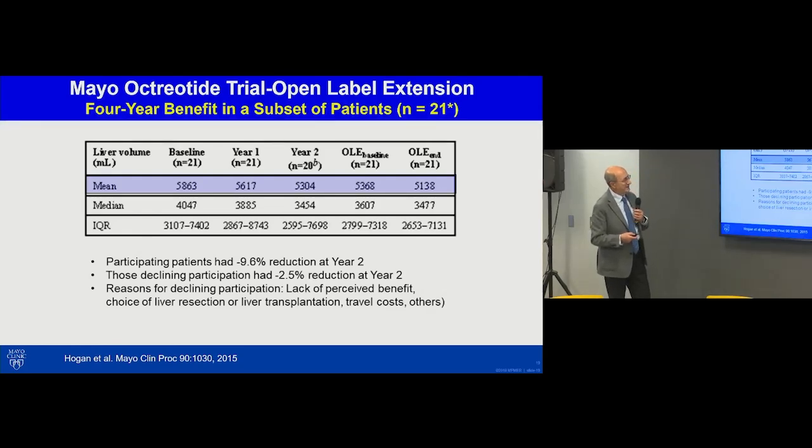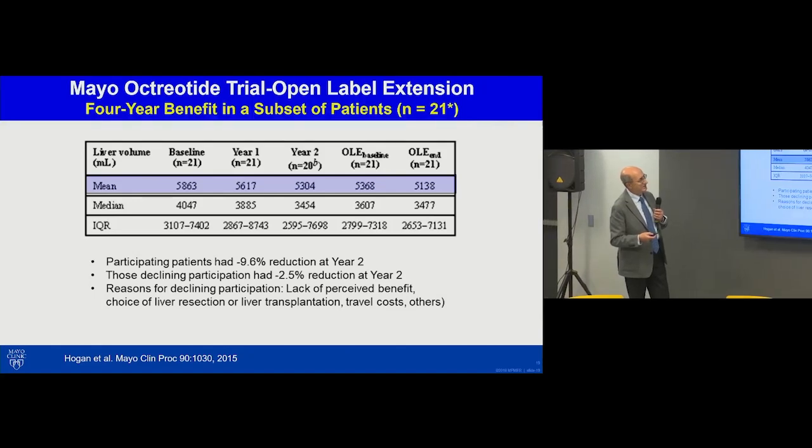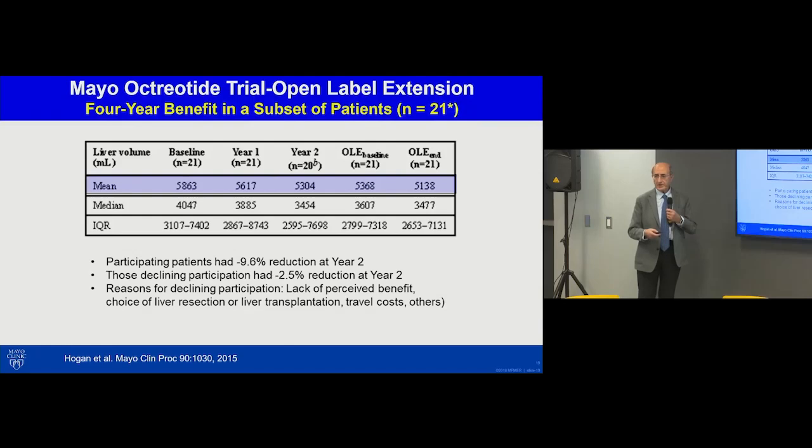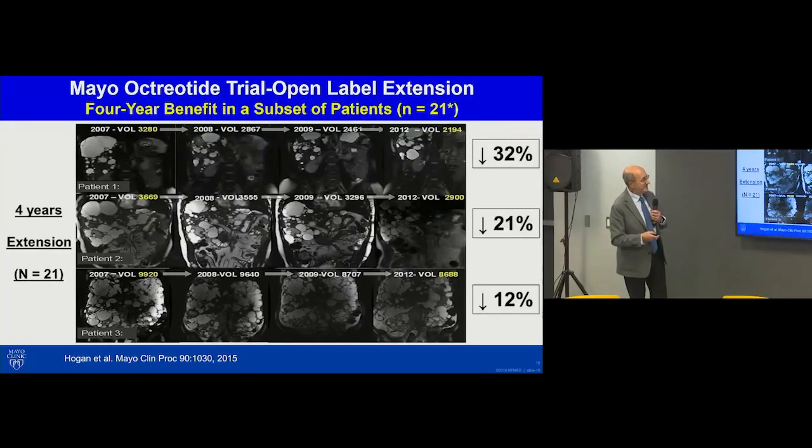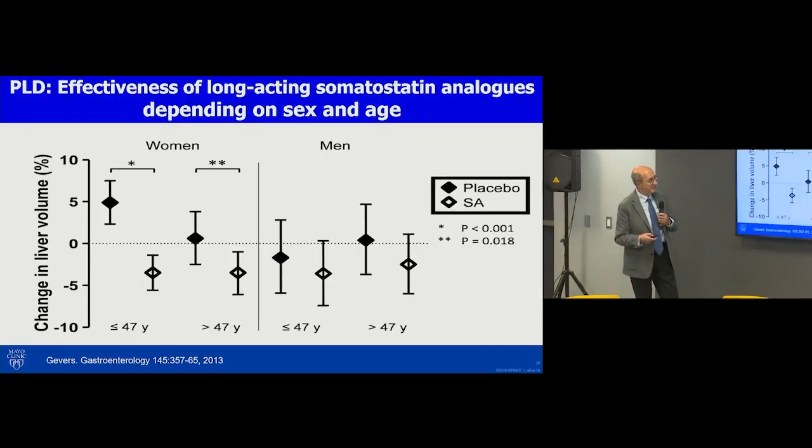And now this is a selected population because only 21 of the 40-some patients continue to be treated for 4 years. So there is a bias, a selection bias here. But many of these patients have had continued improvement of the liver volume, with the best one after 4 years having a reduction of about 32% of the liver volume. But it's not only that they had a reduction, it's they didn't have further growth. So the drugs, somatostatin analogs, are clearly effective in the treatment of polycystic liver disease.